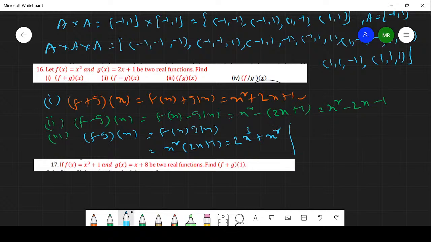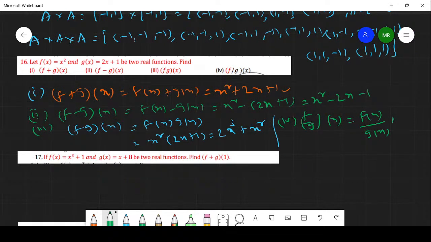Now we will explain the fourth one. See the fourth one, what they are asking: f by g of x. When they are asking f by g of x, then I can write f of x by g of x. But you be careful here. When I have written this, g of x should not be equal to 0. The denominator should not be 0. The condition should be there. The denominator should not be equal to 0, so that value should not be 0. g of x should not be equal to 0.